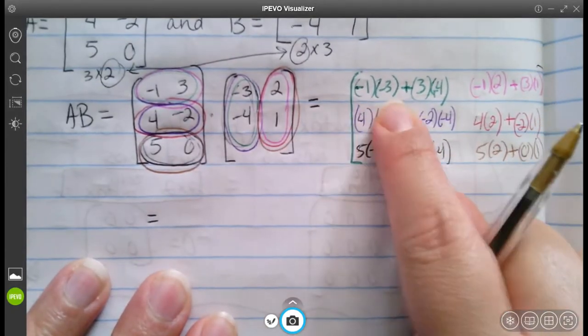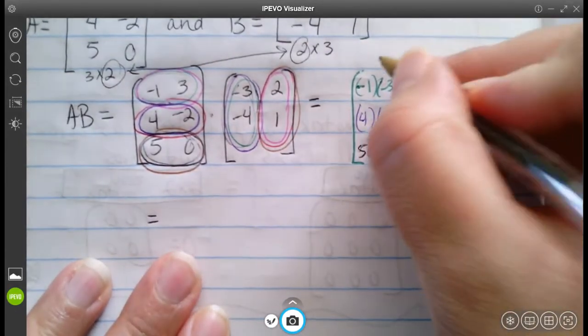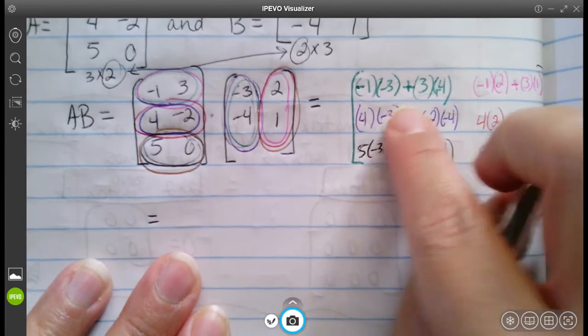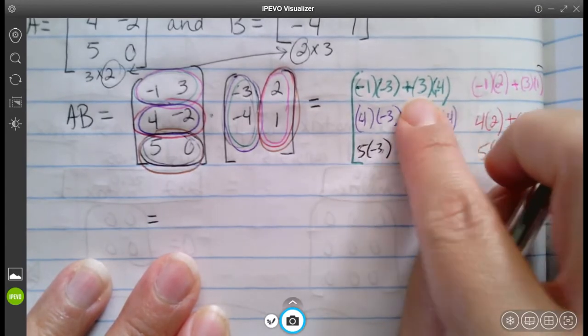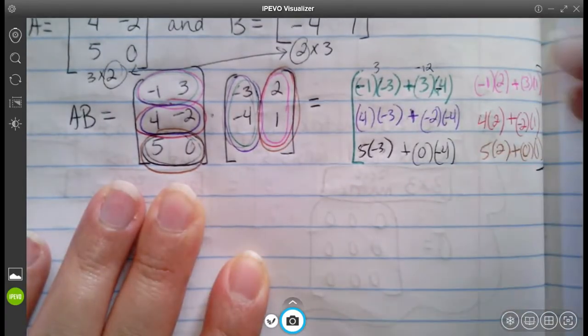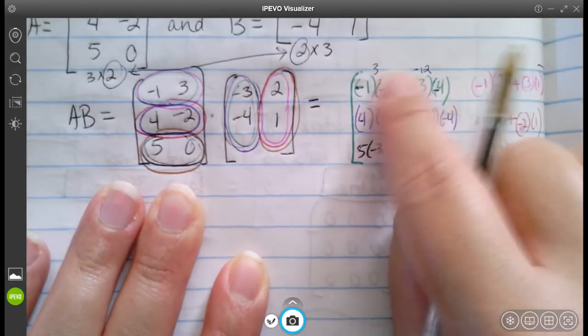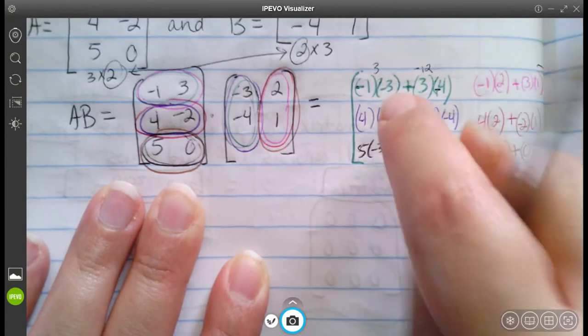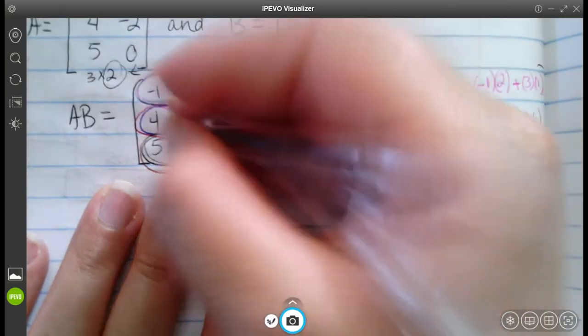We have negative 1 times negative 3. Well, that's just going to give us positive 3, right? And then 3 times negative 4 is negative 12. I'm just writing them kind of small so we can keep track of what's going on here. 3 and negative 12 is going to give us negative 9.